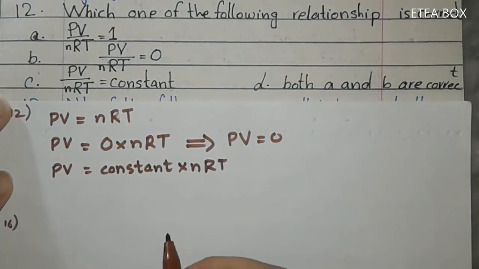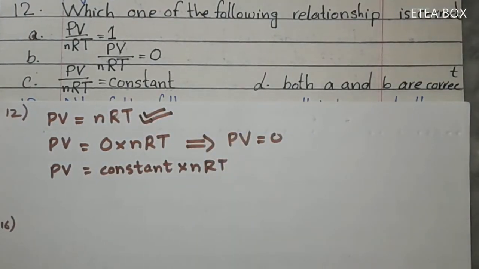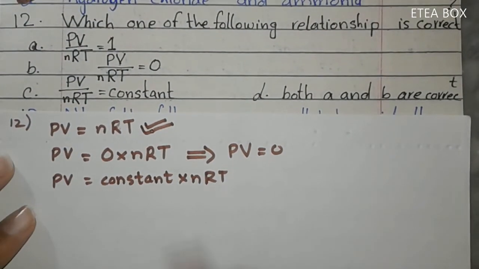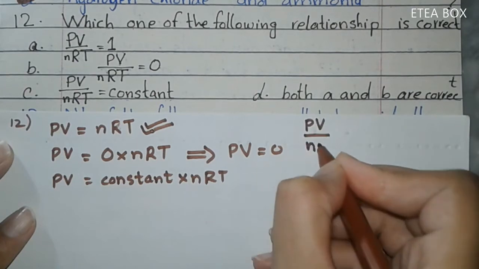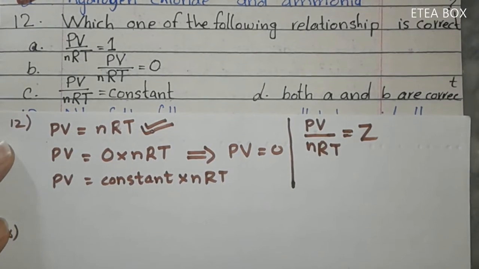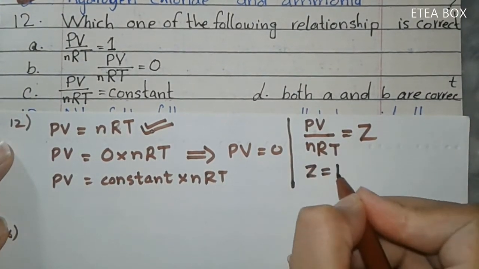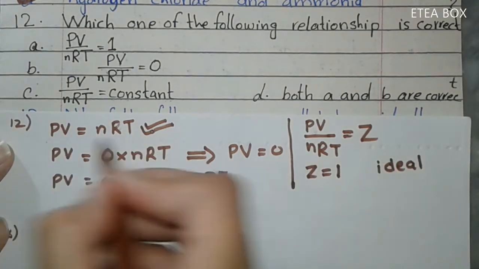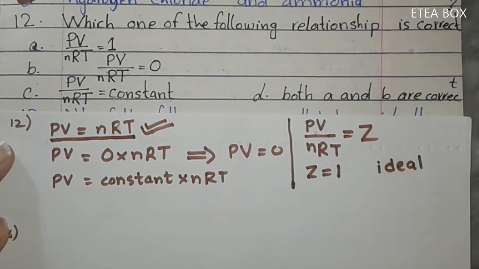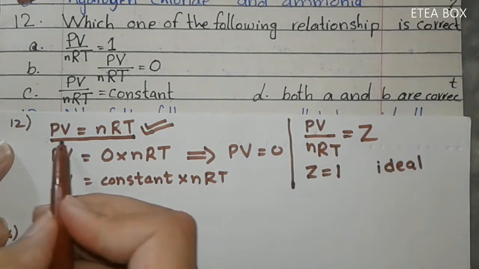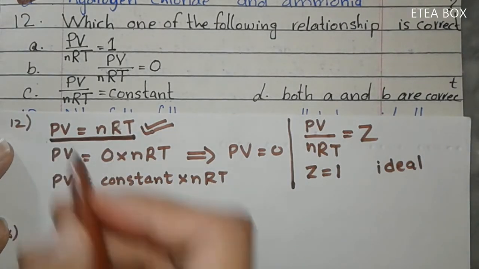Now which equation is correct? We know that this equation is correct for the ideal case. When we put PV divided by nRT is equal to 1, it becomes the ideal gas equation, and we can also write PV divided by nRT is equal to Z, where Z is the compressibility factor. When we get Z equal to 1, it means that the gas is ideal. In place of Z we put 1, so we get this equation, which means the gas is ideal. So option A is correct.